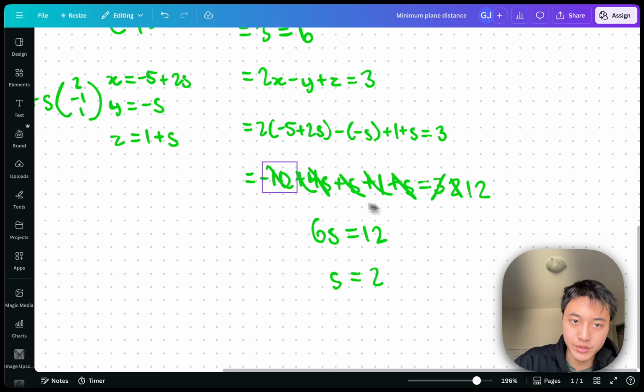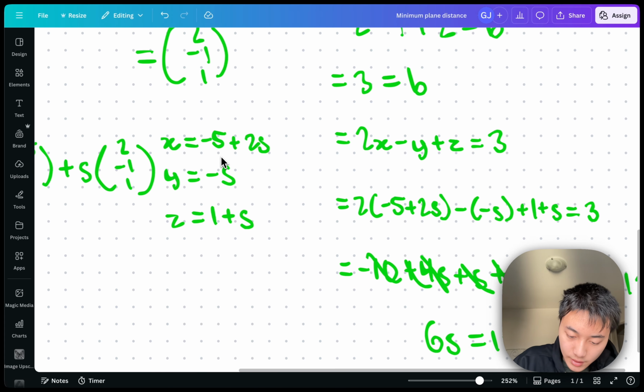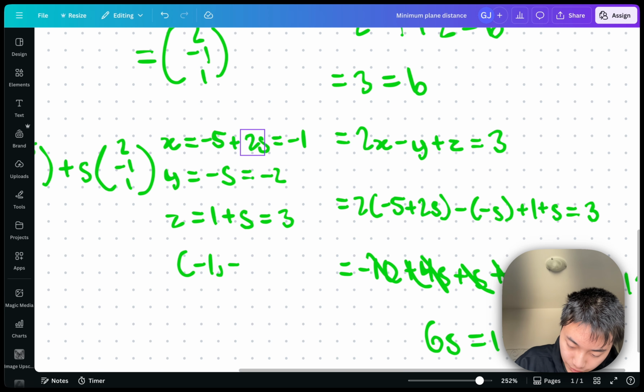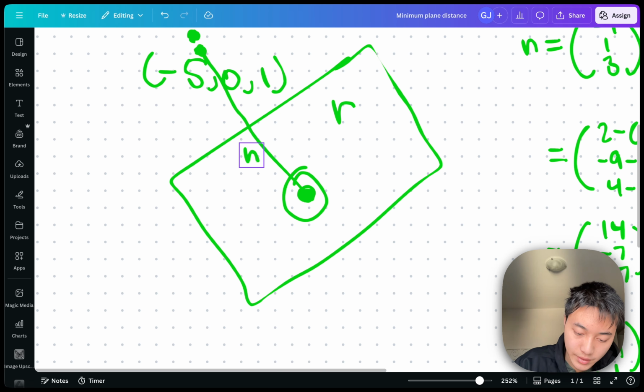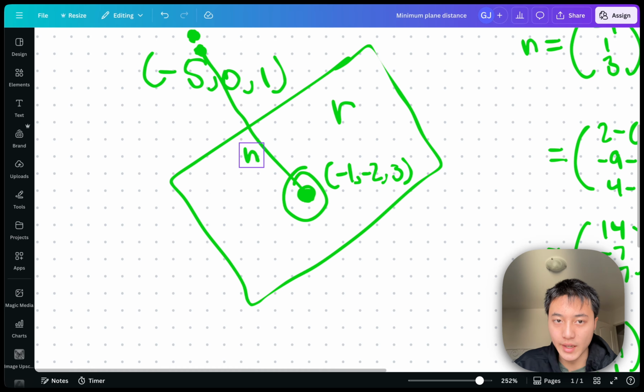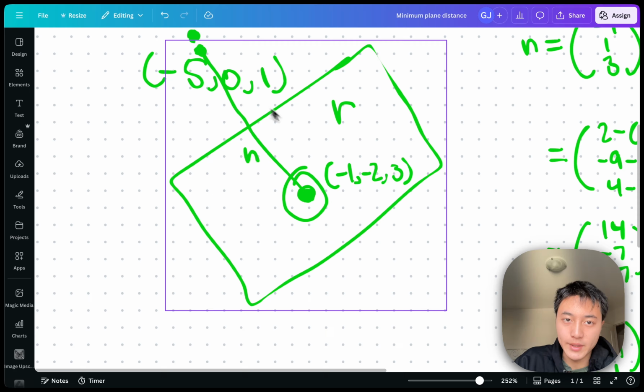Okay, now we can substitute s back in here, and s is 2, so -5 plus 4, that's -1, -2, and 3. Okay, so the intersection is -1, -2, and 3. Now let's put it back in the visualization. -1, -2, 3. And that's very good because now we have 2 coordinates and we just need to use the distance formula.